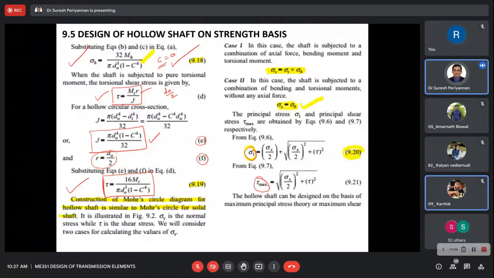Finally, we are going to find the relations. That relation can be used to define the diameter of the shaft. Similarly, equations 9.18 and 9.19 are again substituted into our maximum shear stress theory equation: tau max is equal to square root of (sigma x by 2) squared plus tau squared. Then we obtain the equation that can be used for defining the diameter of the shaft when the shaft design is based on tau max.